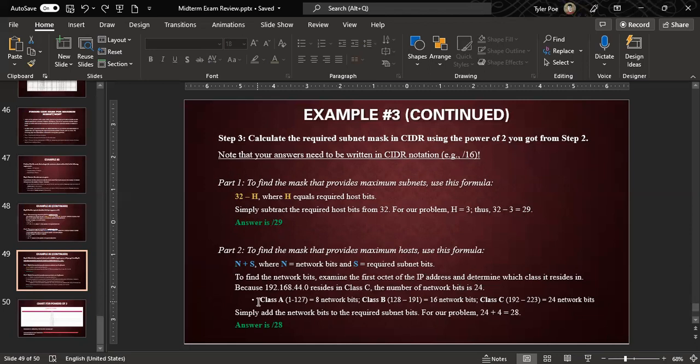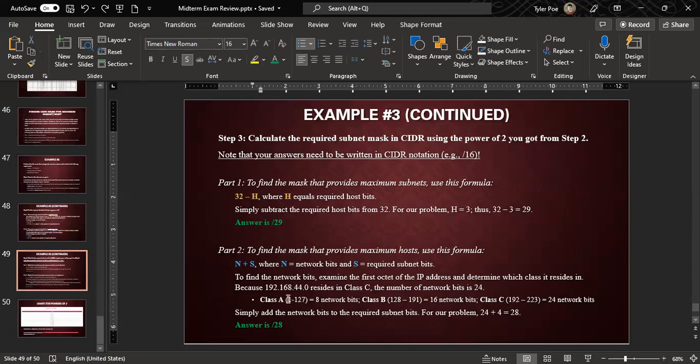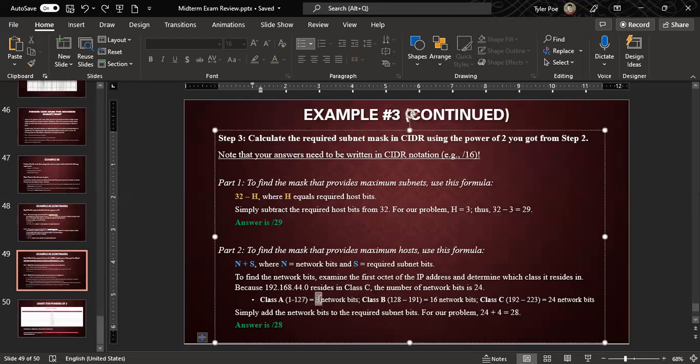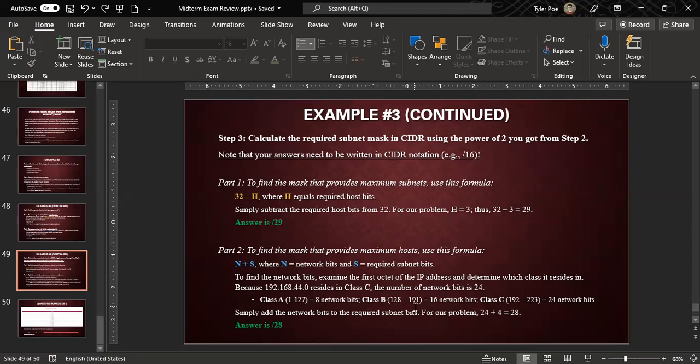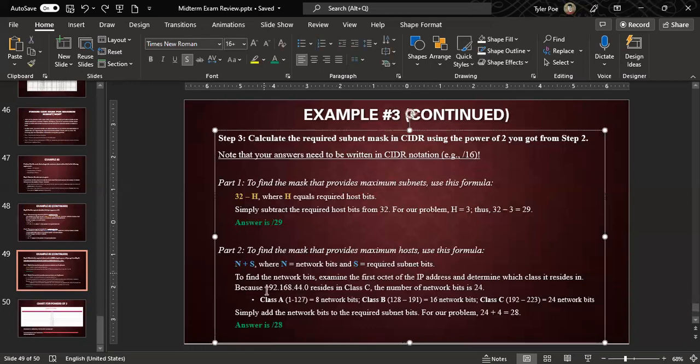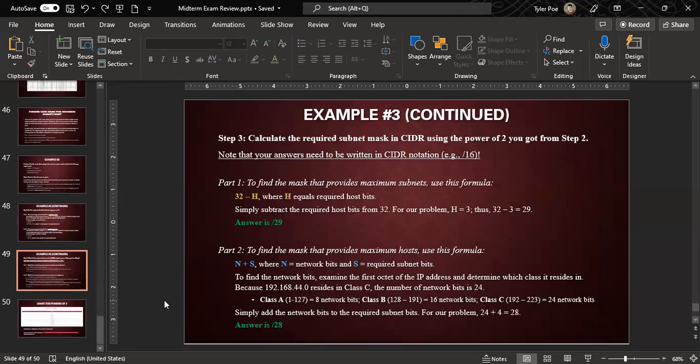I actually updated this slide to include the ranges. Class A goes from 1 to 127, and n will equal 8 here. Class B is 128 to 191, and n will equal 16. For class C, 192 to 223 is the range, and n will equal 24, as in the case of this question. All we need to do after figuring that out is simply add the network bits to the required subnet bits. So for our problem, 24 plus 4 equals 28. Therefore, our answer is slash 28.